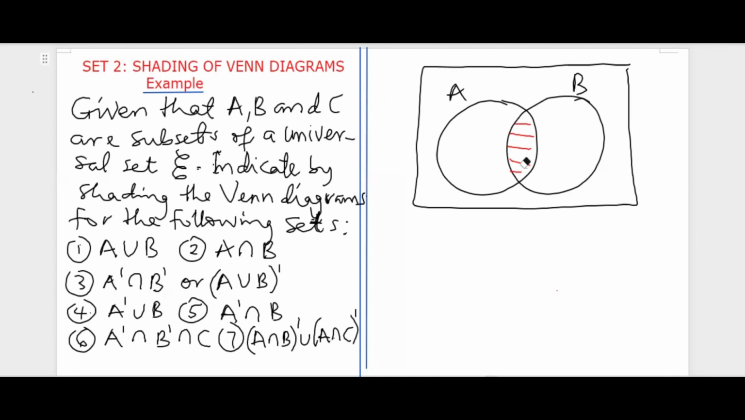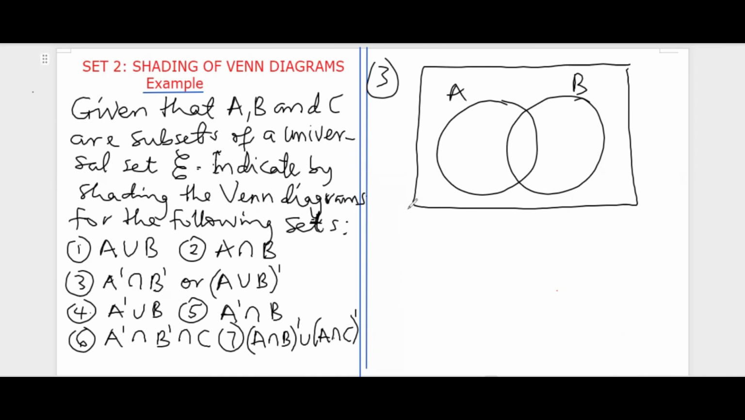We move on to number 3. Number 3 is asking that we obtain the value for A complement intersection B complement. So like we said the other time, A complement is the same thing as A prime. B complement is the same thing as B prime. A complement means those elements present in the universal set but are not in A. In other words, not A. That is the meaning of A complement, not A.